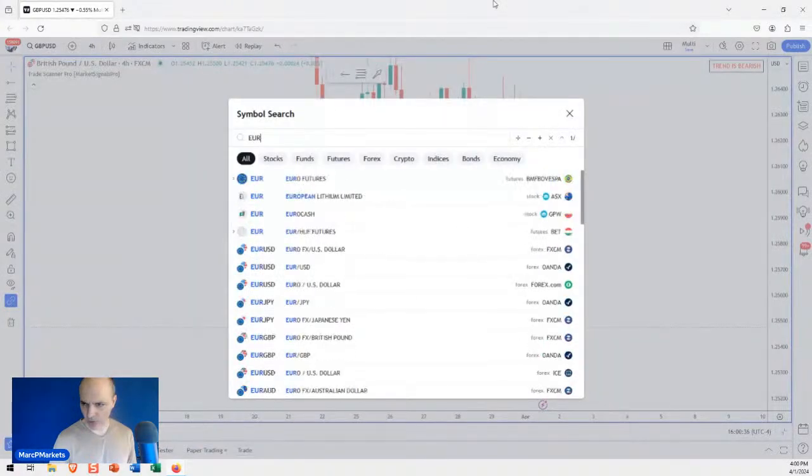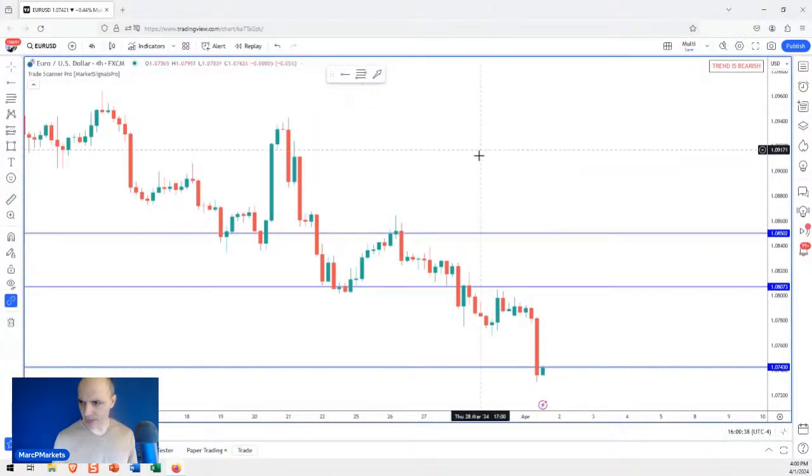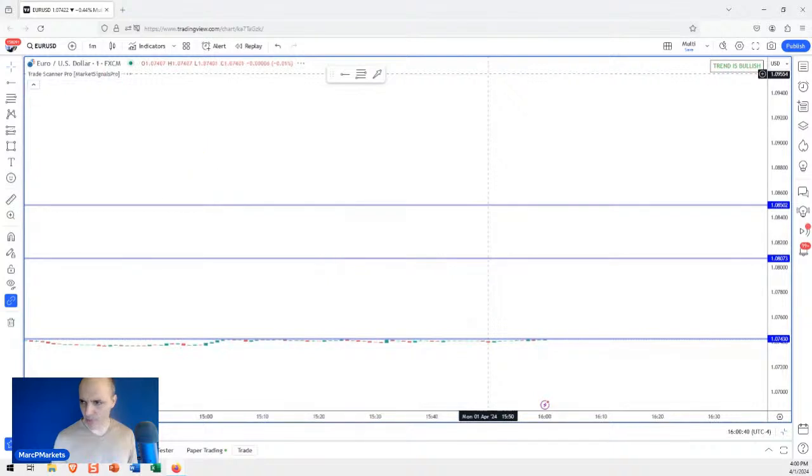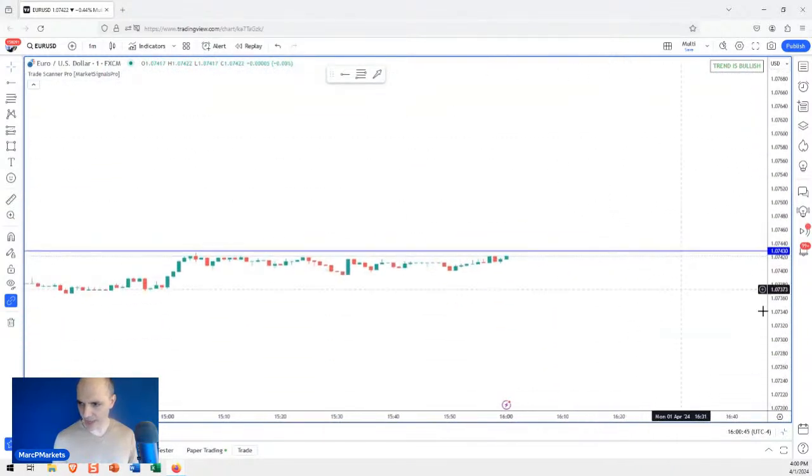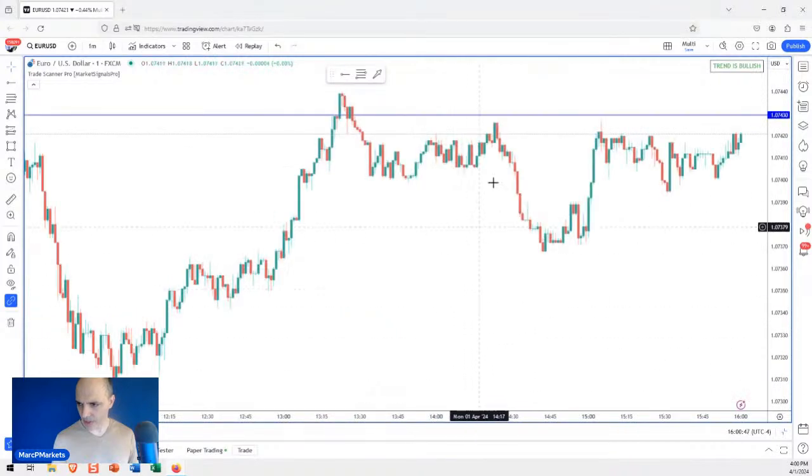Let's take a look at the euro. The euro is probably going to be similar. Let's see. Anything here? Let's start with the 1 minute. Those lines are lines that I've drawn on the chart. Okay. I don't see anything here. Nothing here. All right. 5 minute.